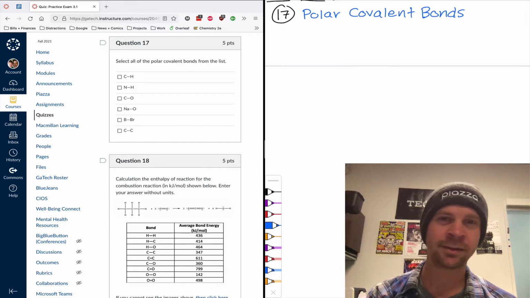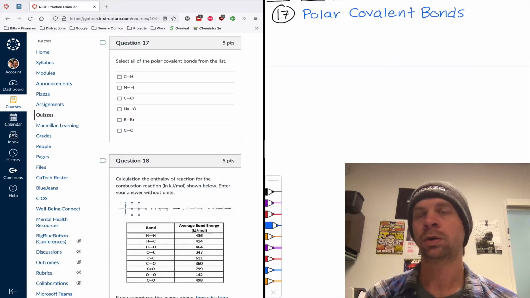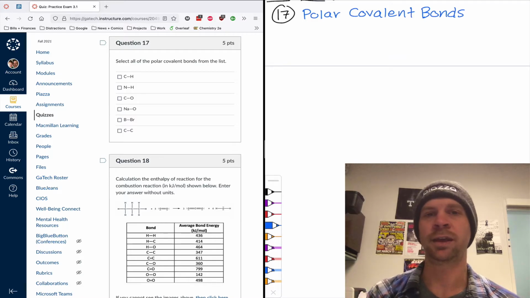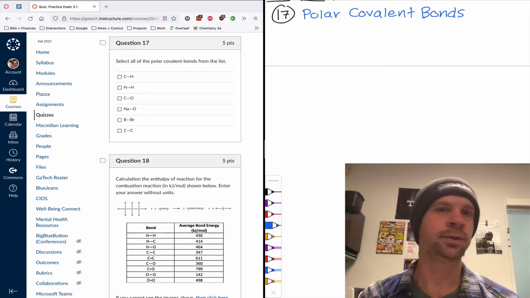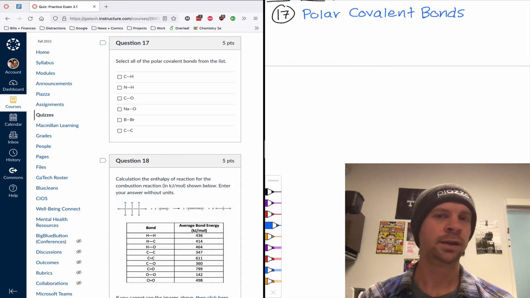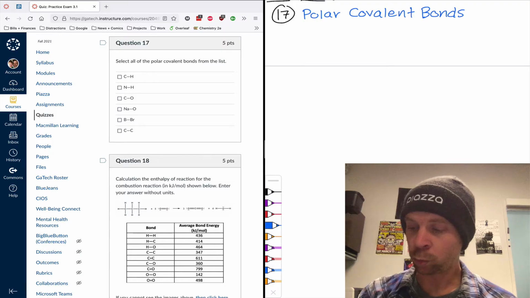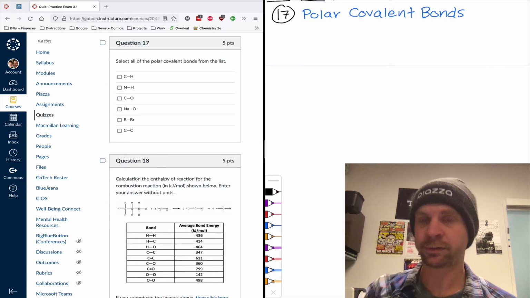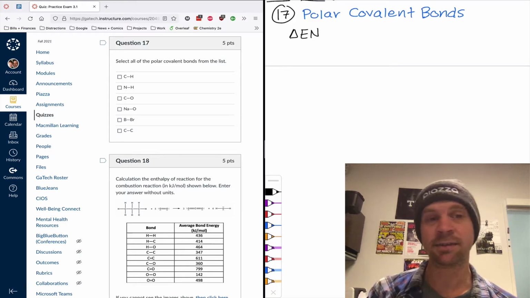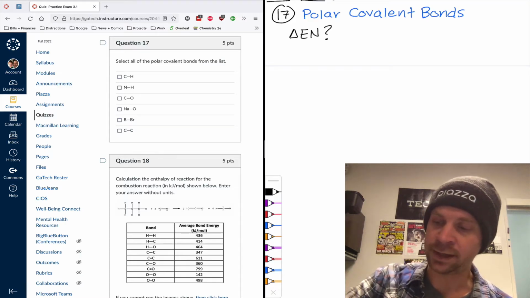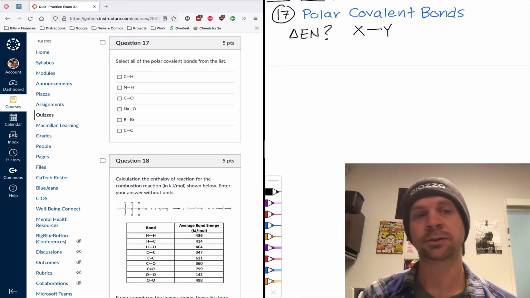For our purposes, a good rule of thumb is an electronegativity difference of 0.4 or greater. And very often for exam questions, you won't see anything that's even close to that cutoff, because when you get close to that cutoff, it becomes ambiguous whether we should consider a bond polar or not. But really what we want to be thinking about here is delta EN, the difference in electronegativity for the two atoms in the bond. So the electronegativity of X versus the electronegativity of Y.